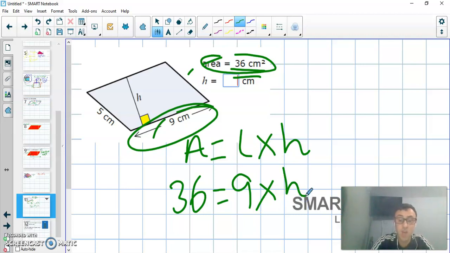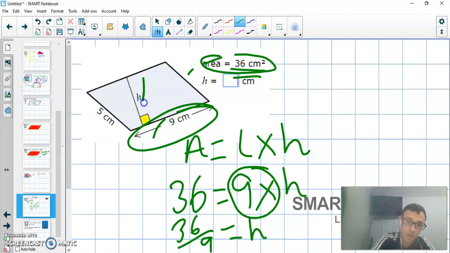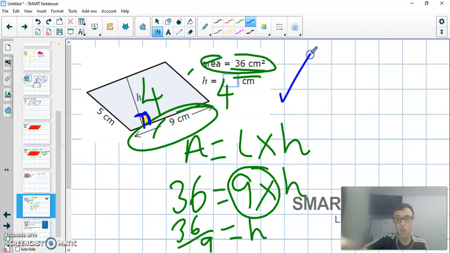We don't know what that is. Well, let's do the inverse of timesing by 9. So we do 36 divided by 9, which gives us h. So h is 4. Okay, so its perpendicular height is 4 centimetres, and we know that's our perpendicular height because it's there at a right angle. Okay, so 9 times by 4 does give us 36, so we know we've got that one correct.